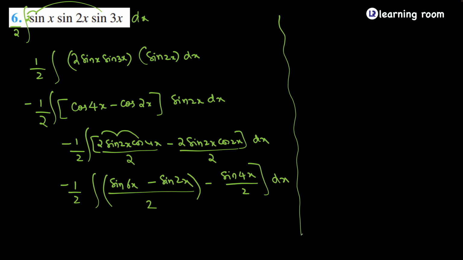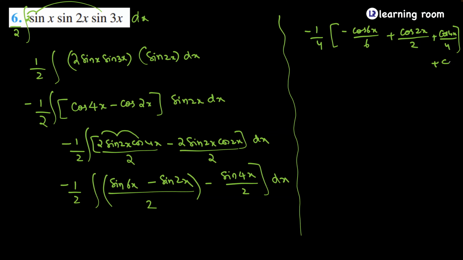I'll take the 2 outside. It will be minus 1 by 4 into, what is the integral of sin 6x? Minus cos 6x divided by 6. Minus sin 2x, it is plus cos 2x divided by 2. Remember, I've taken the 2 outside. Minus, this 2 is also taken out, because if you take the LCM, it's the same thing. What is the integral of sin 4x? Minus cos 4x by 4. So minus of minus becomes plus, so plus cos 4x divided by 4 plus c.